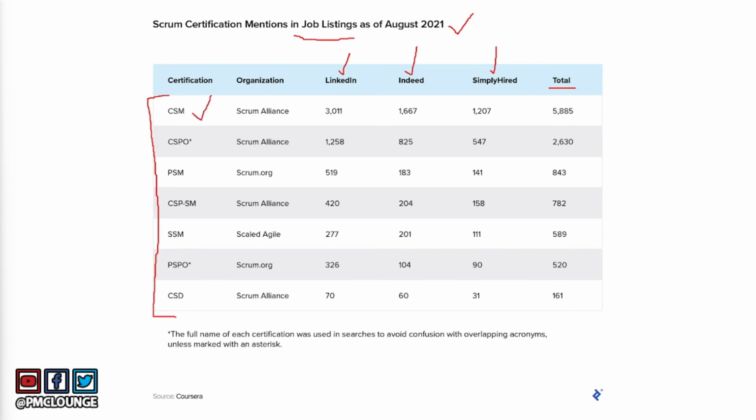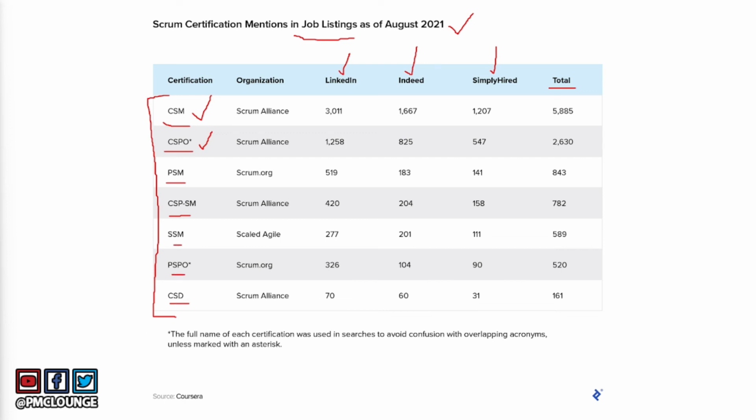You've got CSM, Certified Scrum Master, CSPO, this is Scrum Product Owner. So of course, if you're a Scrum Master, if you want to move into product owner role, then CSPO is quite a popular certification. So perhaps a lot of people comment that, I've got my CSM certification, what certification should I get next? Well, CSPO seems to be the next step because it is very, very popular. Then you have PSM, Professional Scrum Master, that is. You've got CSPSM, SSM, PSPO, and CSD.